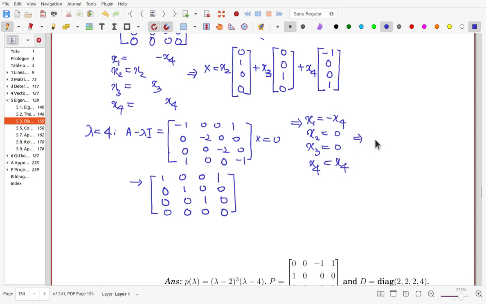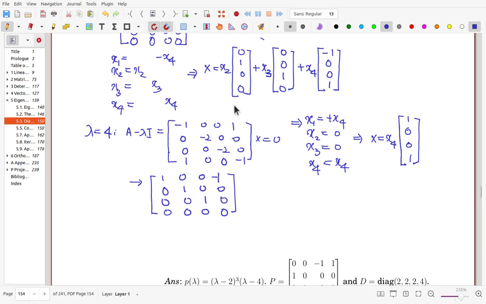From here, x is x4 times the direction minus 1, 0, 0, 1. Just a moment, we forgot something here. After scaling, there must be minus 1, so that must be positive. So it is 1, 0, 0, 1.